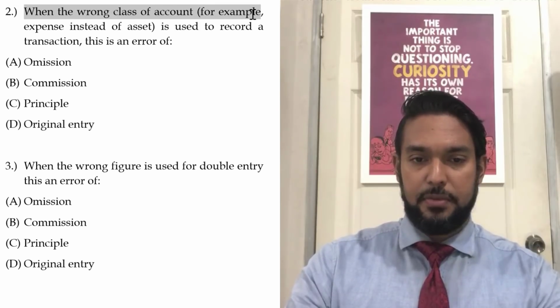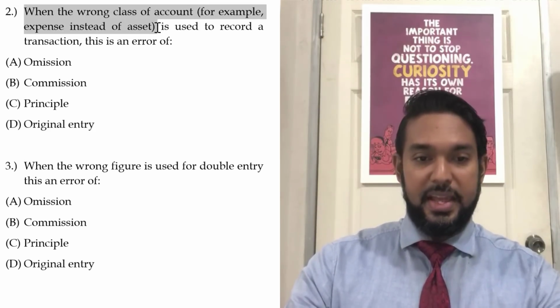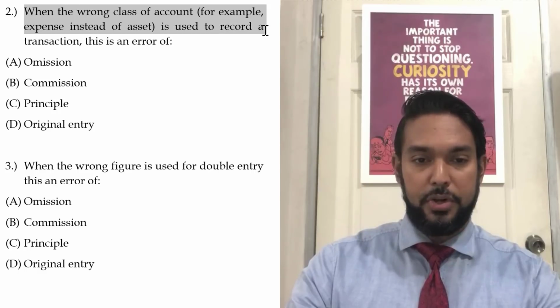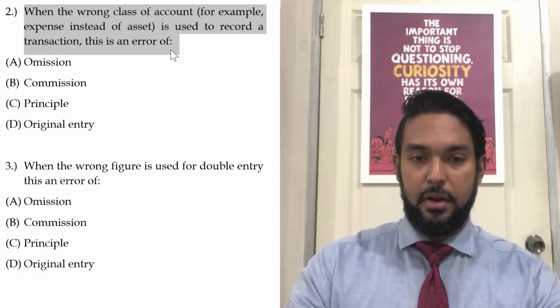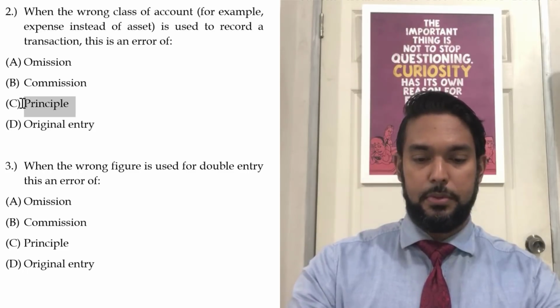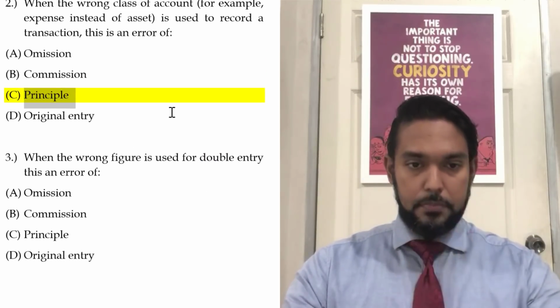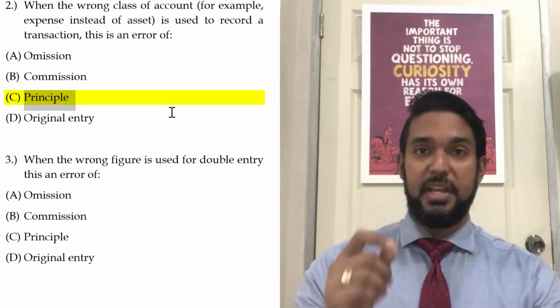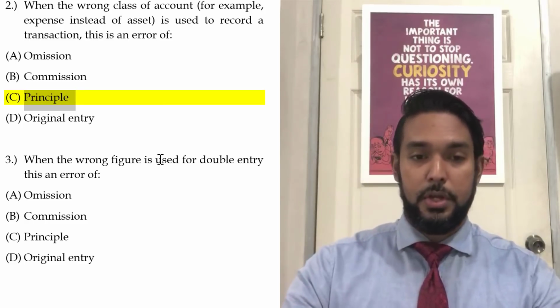When the wrong class of account, for example, expense instead of asset, is used to record a transaction, this is an error of, so wrong class of account we said is error of principal. All right, once again, if you downloaded the PDF from my website, you'll have those notes so you can refer to them.